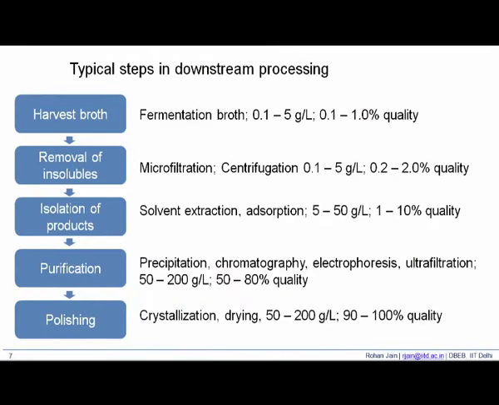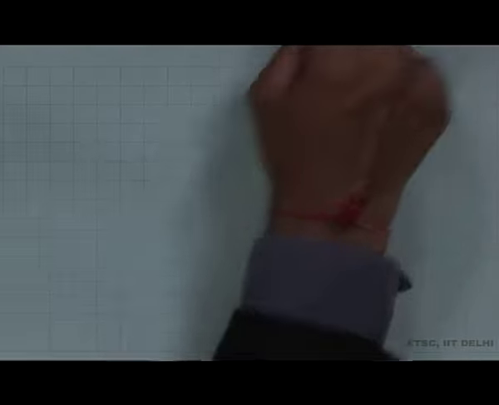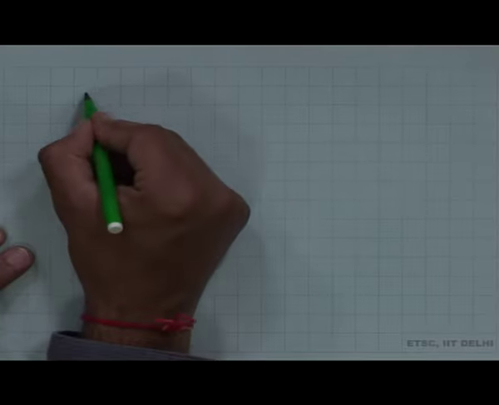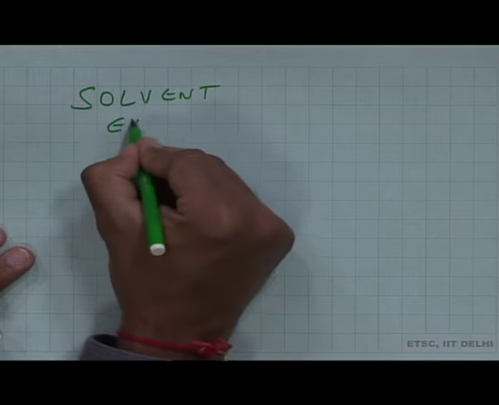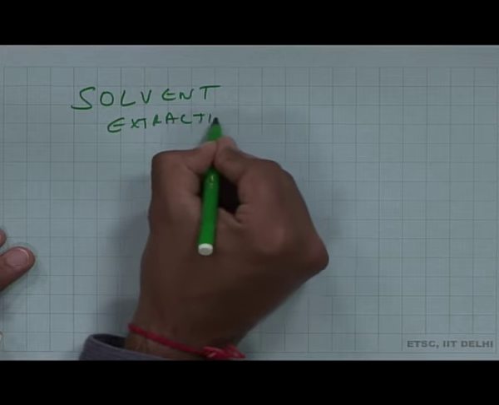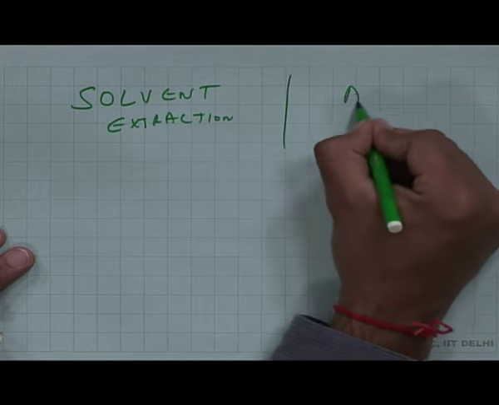Okay. Here basically solvent extraction or adsorption are used, and basically you increase the concentration of your product from 0.1 to 5 gram per liter to 5 to 50 gram per liter, and the quality is increased by 5 more times compared to after removal of insolubles, that is 10% purity. Okay. So, for isolation of product you have two methods, solvent extraction and adsorption.